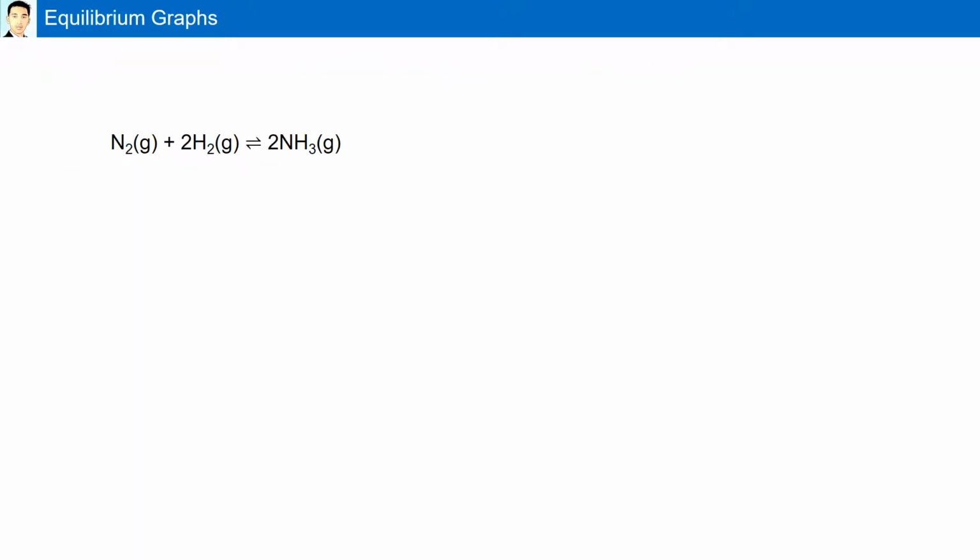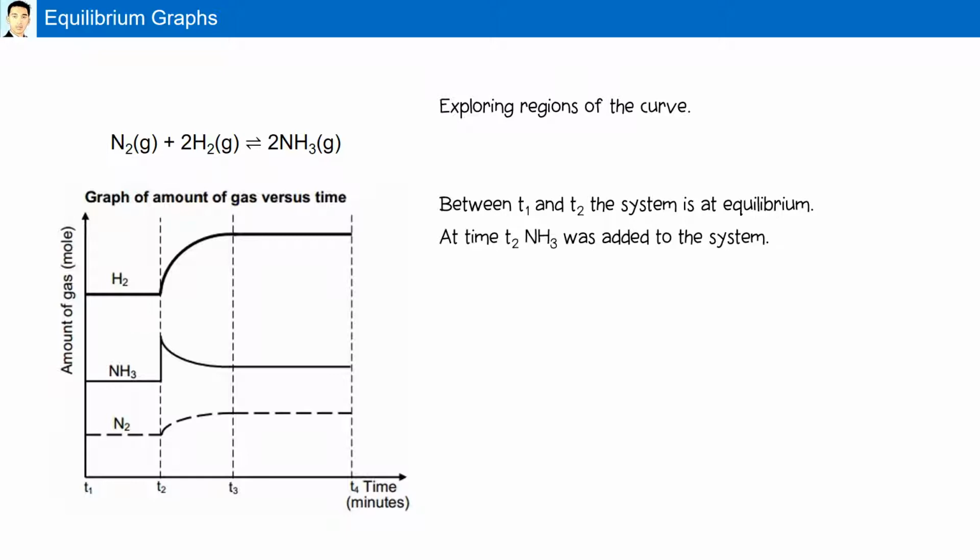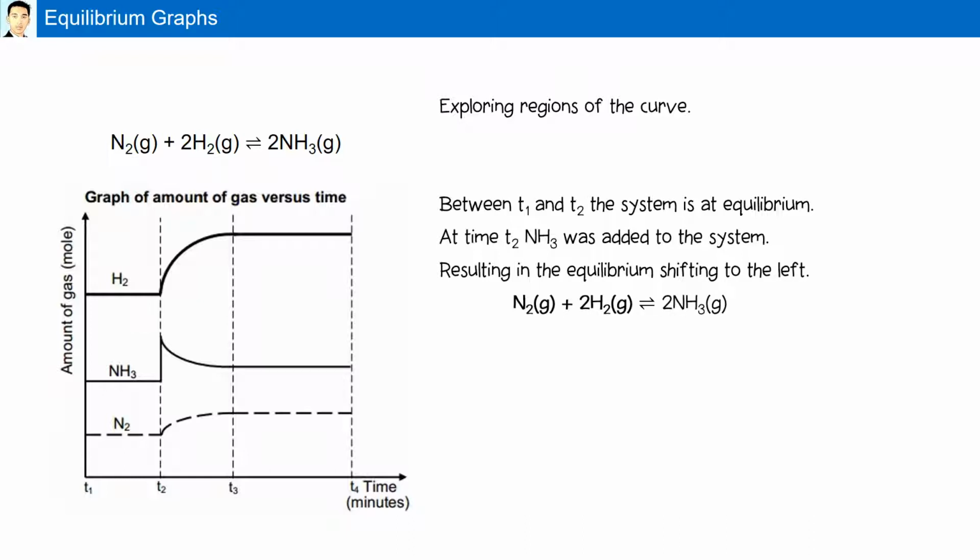Additionally, we can express equilibriums using graphs. Exploring the regions of the curve, between T1 and T2, the system is at equilibrium. As you can observe, the lines under the curve are all flat. That means it's at equilibrium. The concentration is constant. At time T2, NH3 was added to the system, as can be observed with this spike in NH3. This now results in equilibrium shifting to the left because there's an increase in NH3. There's an increase on the right, so the system will shift left.